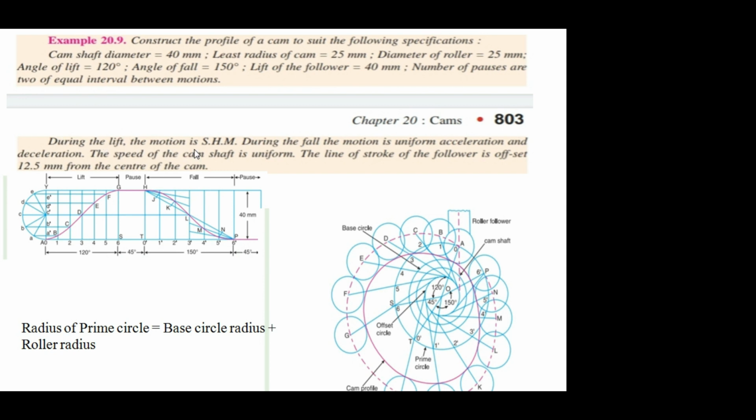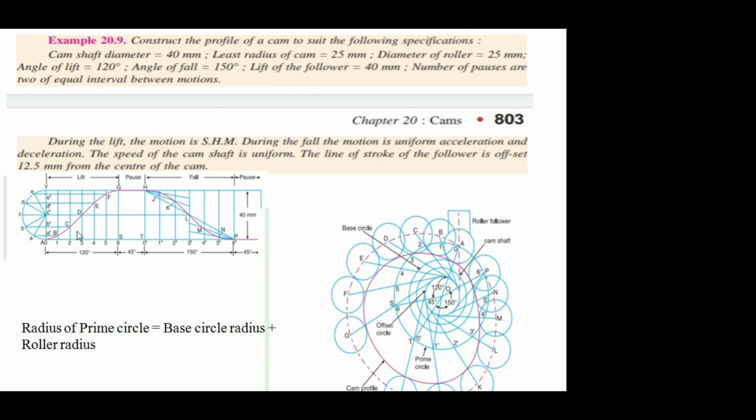During the lift, the motion is simple harmonic motion, that is SHM. During the fall, the motion is uniform acceleration and deceleration. The speed of the camshaft is uniform. The line of stroke of the follower is offset by 12.5 mm from the center of the cam.